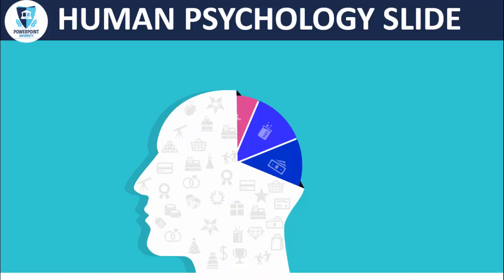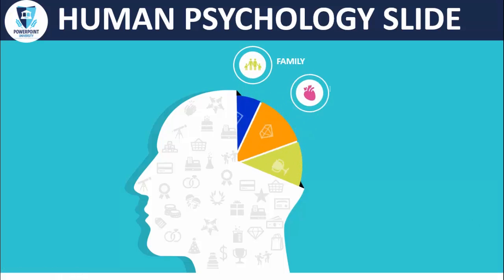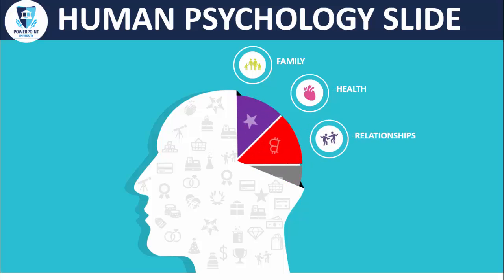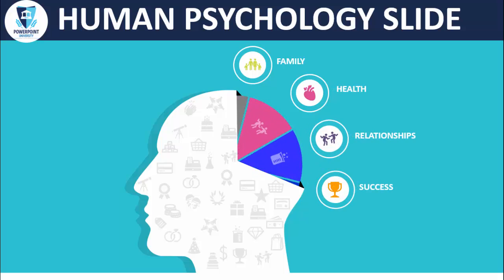In today's tutorial, I'm going to show you how to create a human psychology slide in PowerPoint. As you can see here, I have inserted this human head silhouette design and some shadow effect also, and then I have added one spinning wheel, and when I click it starts spinning, and when I click it will show you the first option like family, health, relationships and success. So depending on your requirement, you can increase or decrease these options.